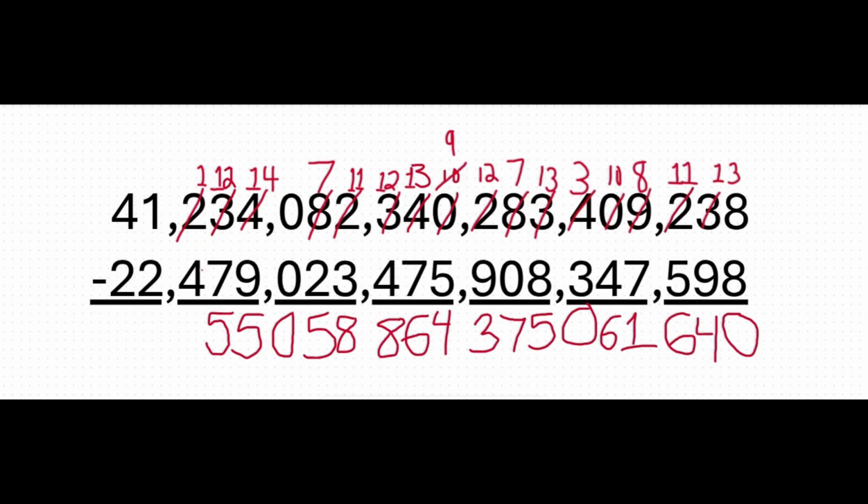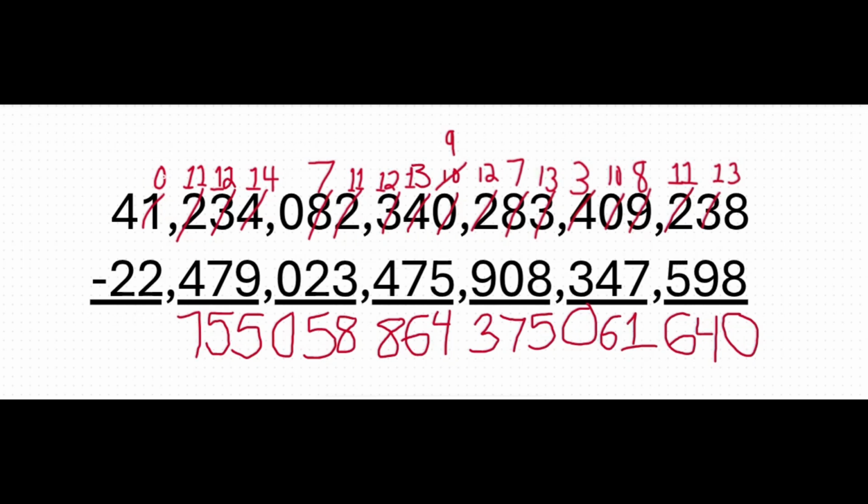And 1 minus 4 we cannot do because 1 is too small. So we're going to regroup from this 1. Turn it into a 0, and this 1 becomes an 11. Now 11 minus 4 is what, class? Very good, it is 7. Now let's move on to the next column.